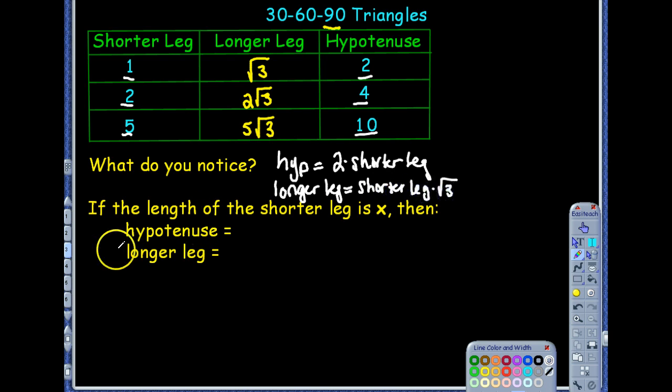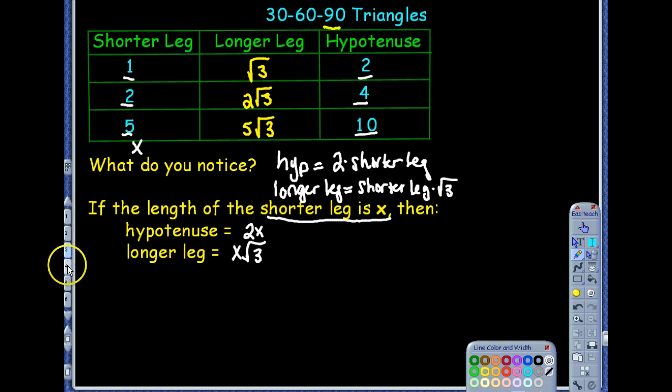All right, so just in general, if I said that the shorter leg was X, so I'm going to come up with my new scenario. Okay, let's talk about the hypotenuse first. You said it was going to be what? 2 times that, so it would be 2x. And what about the longer leg? It'd be x times radical 3. Love it. And guess what? This is another theorem. Yay!